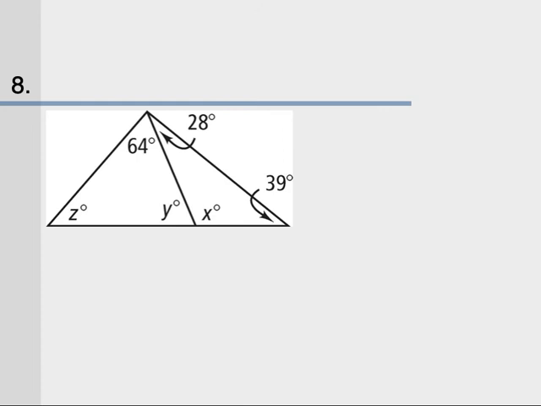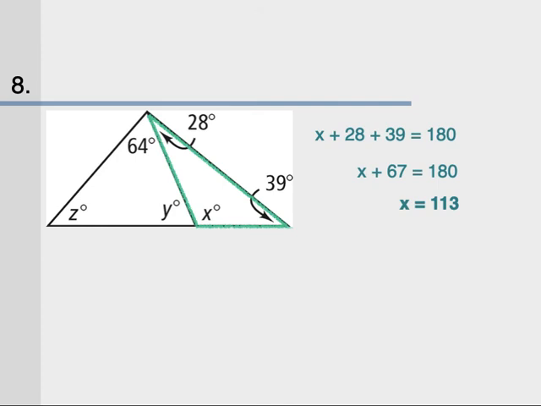For number 8, I recommend you start solving for x first. It might help to highlight the triangle it's part of. So those 3 triangle corners have to add up to equal 180. You should get x equals 113.